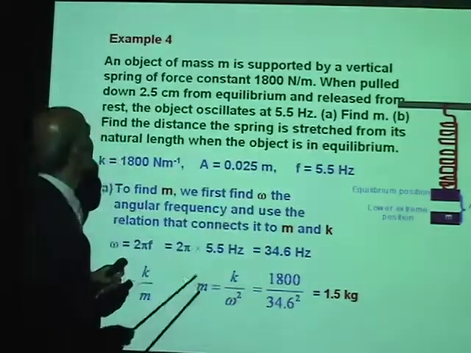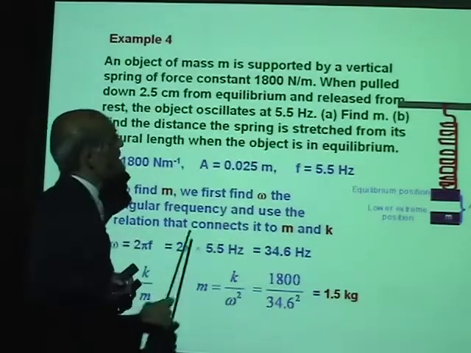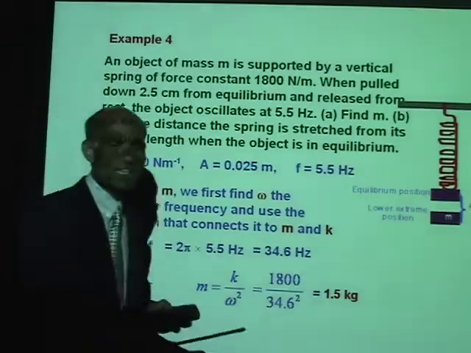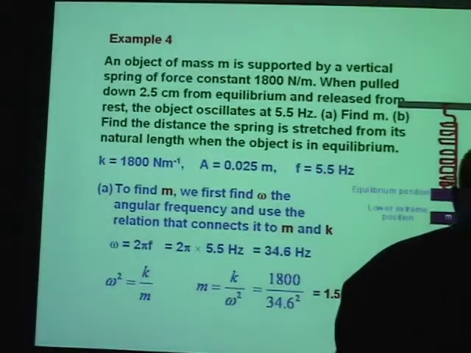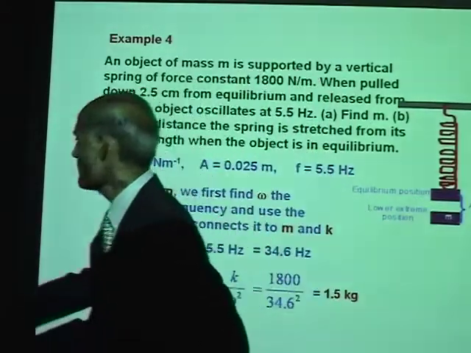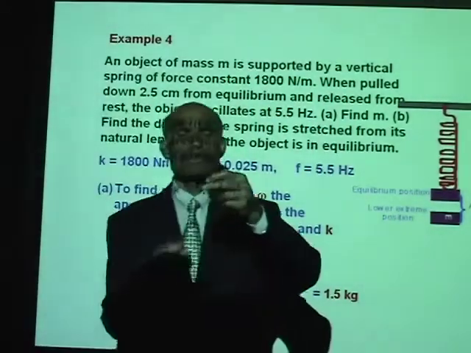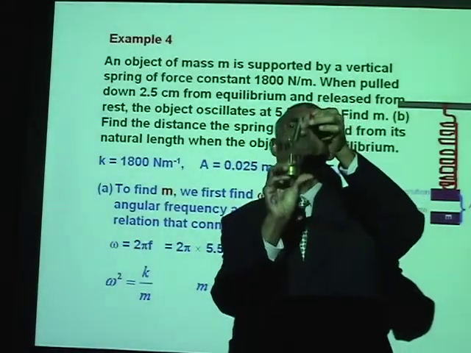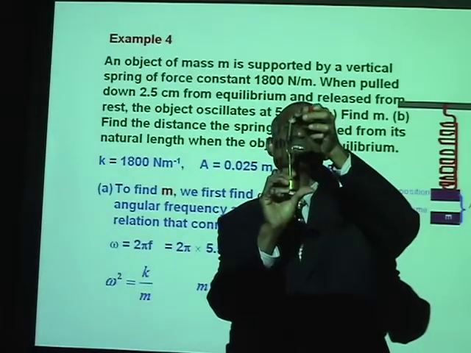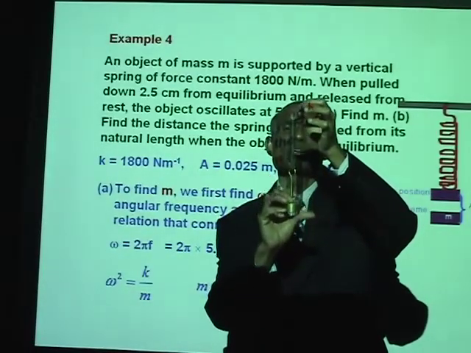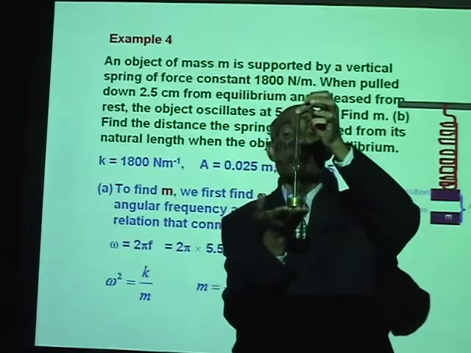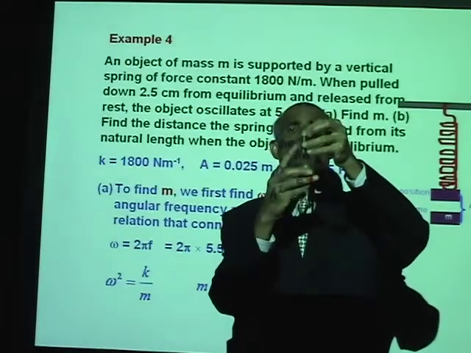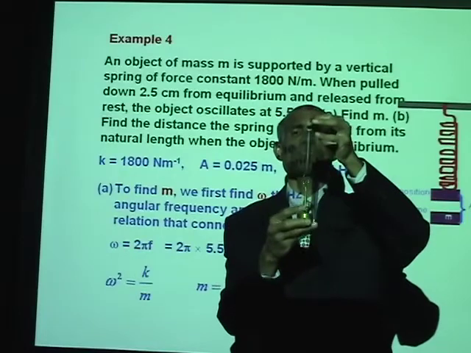So we found m. Find the distance the spring is stretched from its natural length when the object is in equilibrium. I don't know whether you understand that. Well, you see, this is the natural length of the spring. Now, when you put that mass in there, the spring is going to be stretched so that the object comes to the equilibrium position. You need to find out how much is the stretch. Is that right? That's what you need to find.